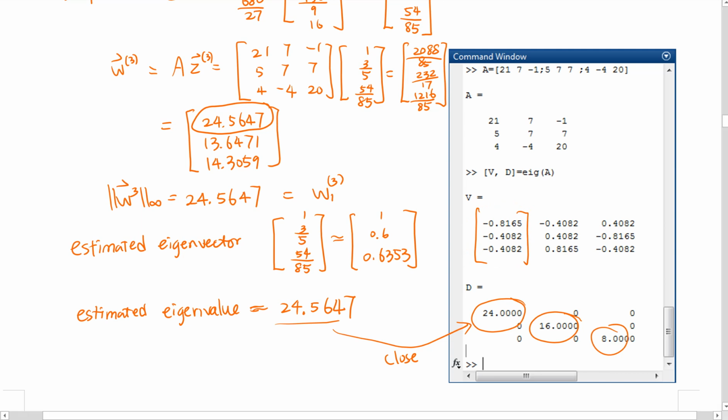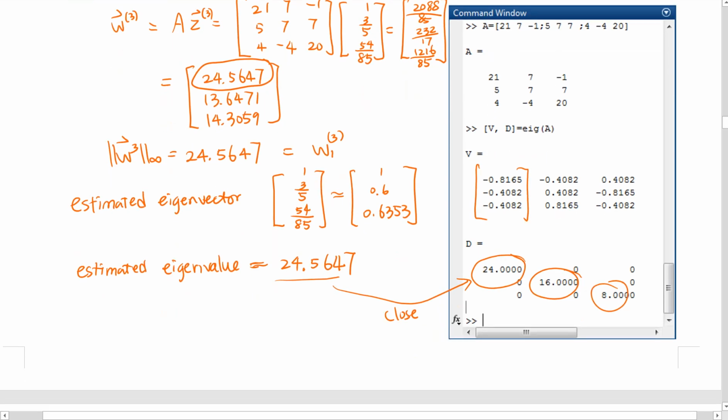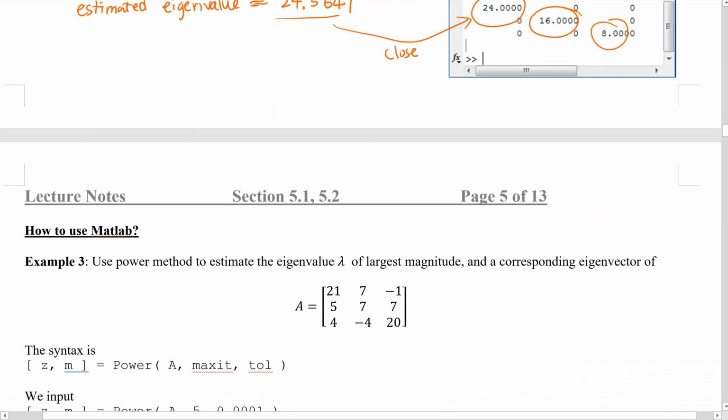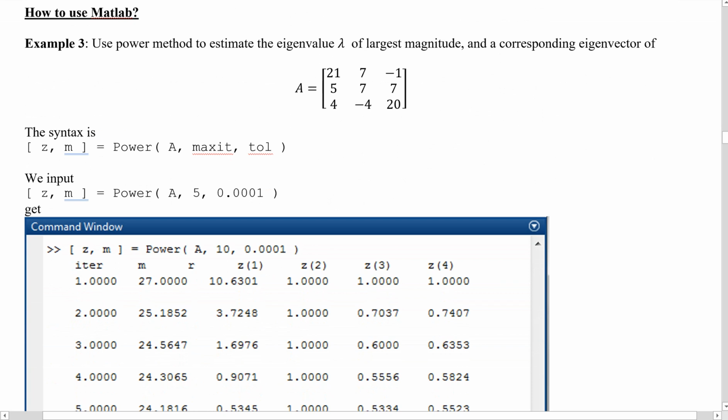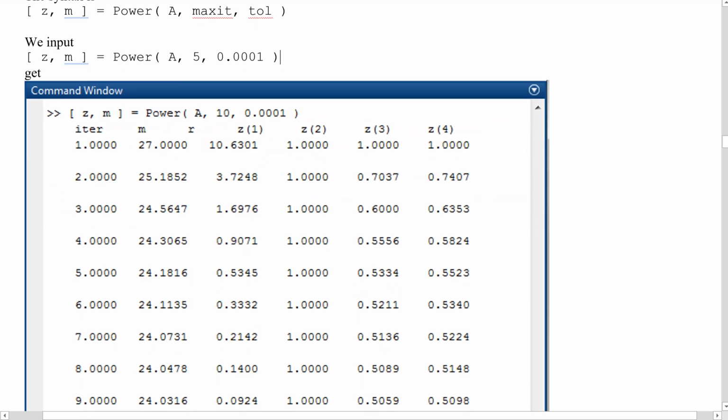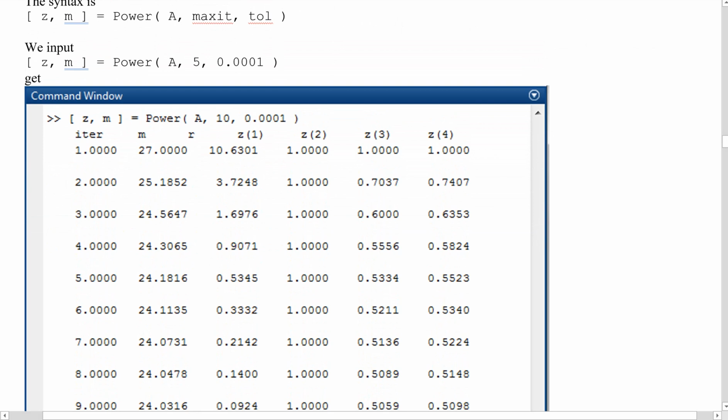Okay, now this is the power method. Next, I'm going to show you how to use MATLAB, the power method, to estimate the eigenvalue lambda of the largest magnitude. The syntax is Z, M equals power A. This is the maximum iterations. And then we have the tolerance. So here, this is our original example. Z is the eigenvector, M is the estimated eigenvalue, right? So let's do 5 steps and let's use the tolerance 0.0001. And this is what we get. Actually, here I use 10 steps when I input it.